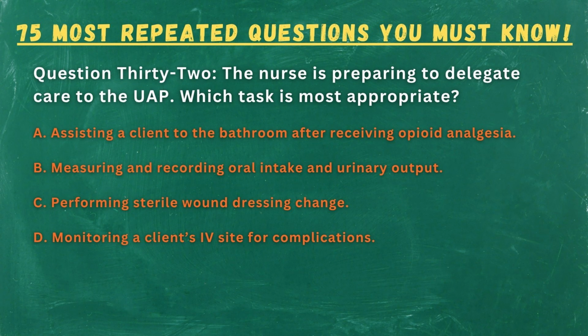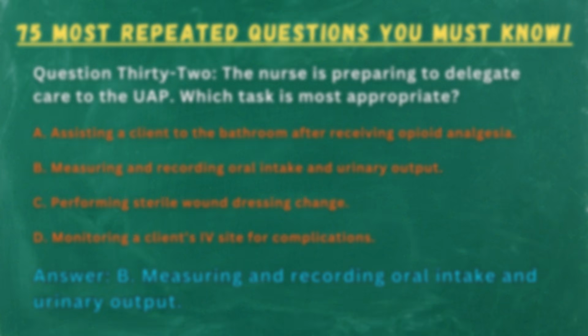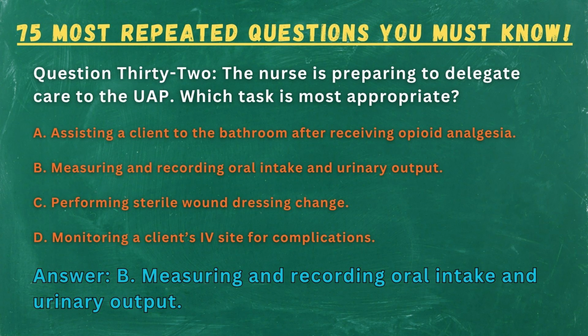Question 32. The nurse is preparing to delegate care to the UAP. Which task is most appropriate? A. Assisting a client to the bathroom after receiving opioid analgesia. B. Measuring and recording oral intake and urinary output. C. Performing sterile wound dressing change. D. Monitoring a client's IV site for complications. Answer: B. Measuring and recording oral intake and urinary output.